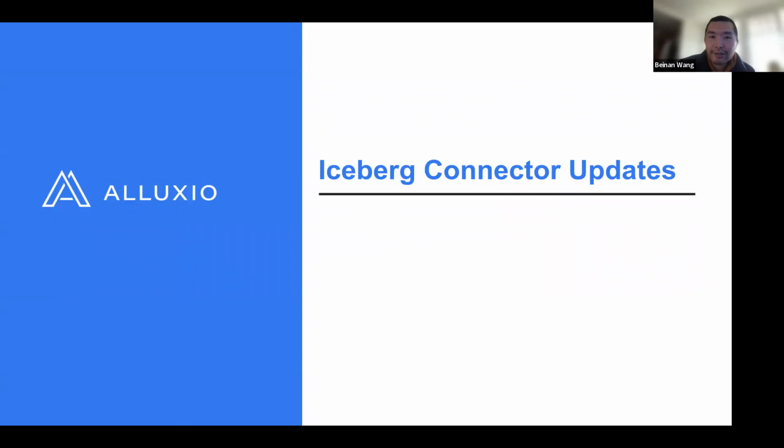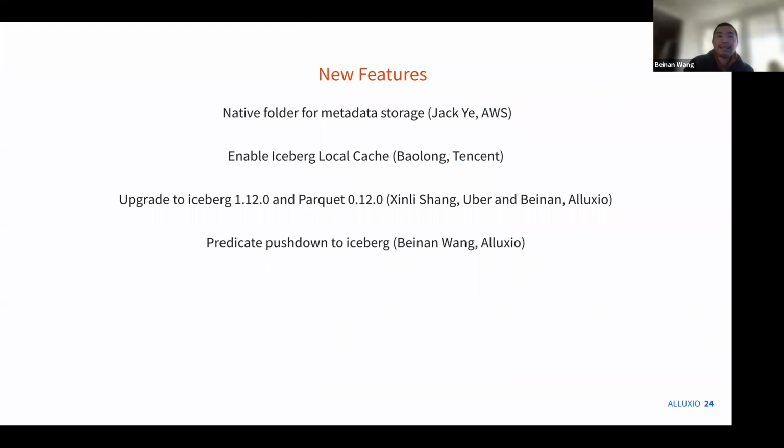After this short tutorial, I will give some updates from the Presto community. It's the PrestoDB community. The first one is the native folder for the metadata storage. By using this one, we can get rid of the Hive metastore. I will provide more detail in the next slide. And also we enabled the Iceberg local cache. This one can speed up queries in the Iceberg connector.